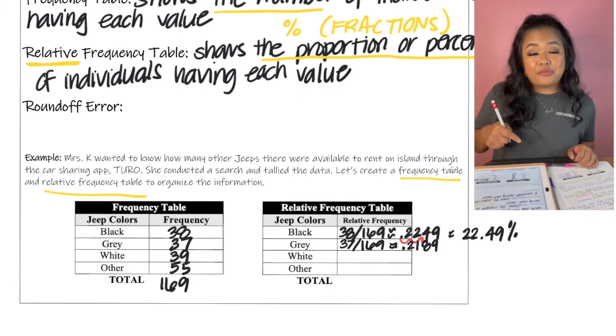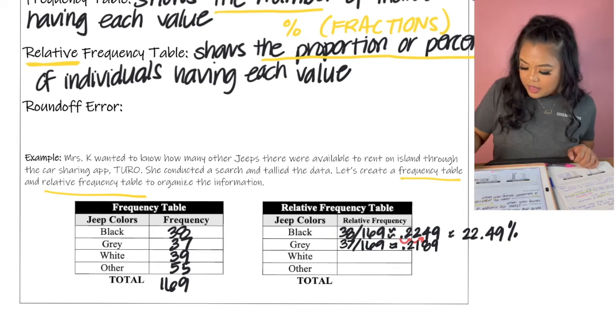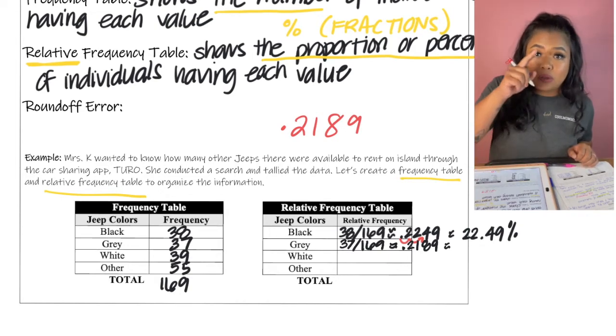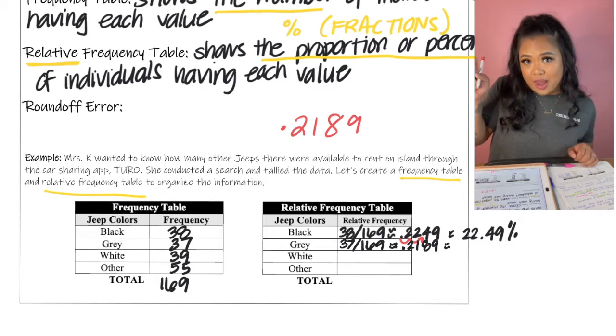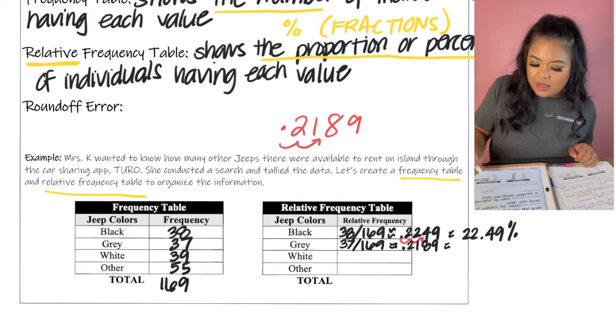It's already in decimal form, so we're going to move that decimal 2 spaces to the right. Okay, so I'm going to blow that up so you can see what I mean. If you want to turn 0.2189 into a percentage, all you have to do is move that decimal 2 spaces over to the right. The reason you have to do that is because we're actually multiplying by 100. And when we do that, it literally just moves the decimal over 2 spaces to the right.